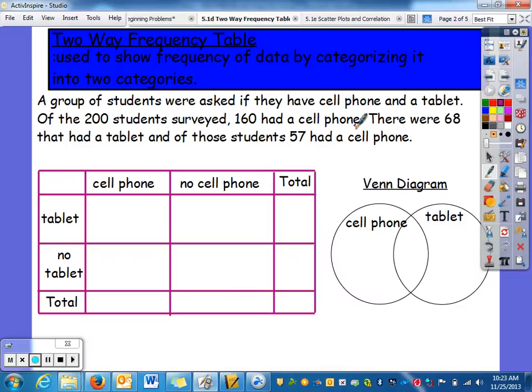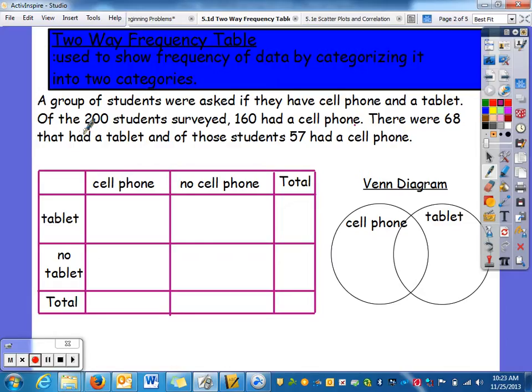So what is a two-way frequency table? It is used to show the frequency between the data by categorizing it into two categories. So let's just look at an example so you can understand what this should look like. A group of students were asked if they have a cell phone and a tablet. Of the 200 students surveyed, 160 had a cell phone, and there were 68 that had a tablet, and of those students, 57 had a cell phone.